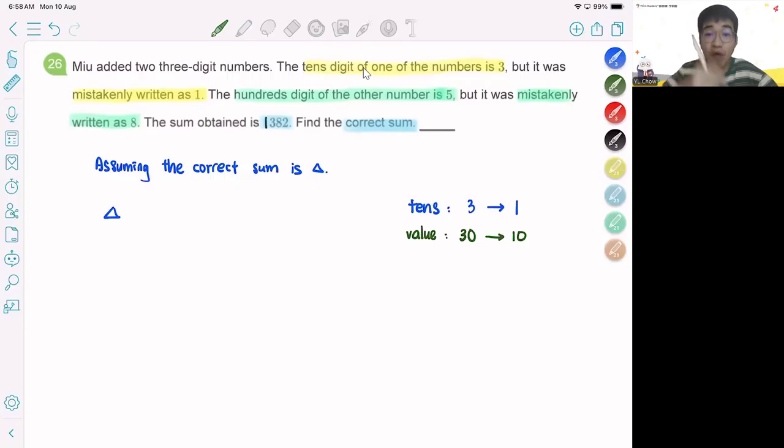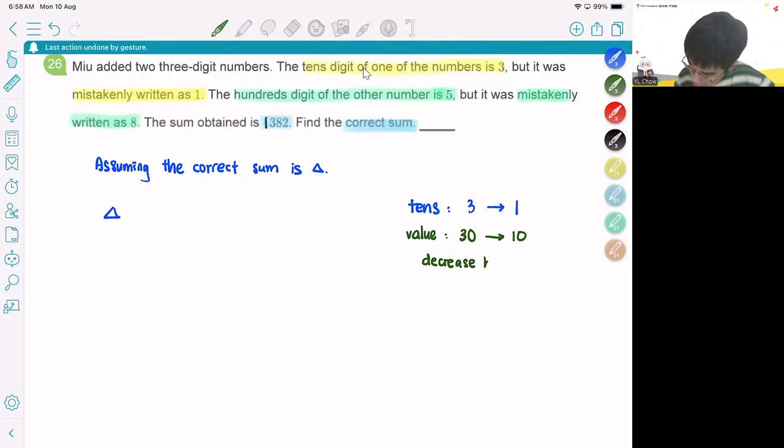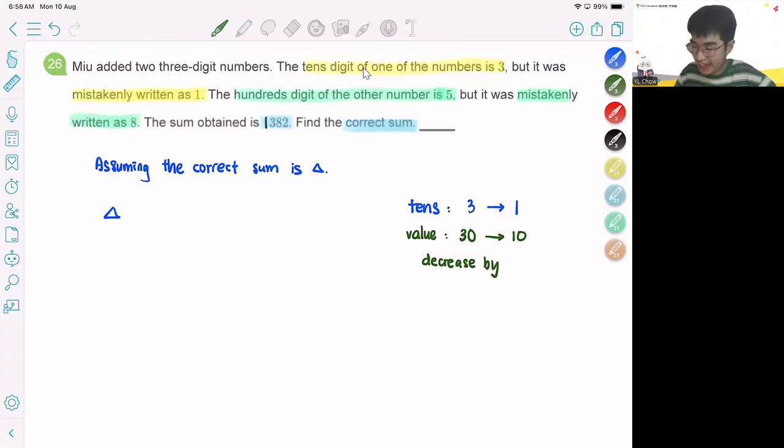That's right, it becomes smaller, so it is decreased by 30 minus 10 equals 20. So the first mistake causes the value to decrease by 20. But that's not all. We still have our second mistake.